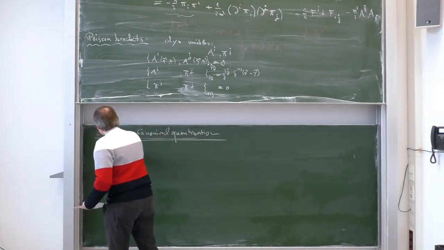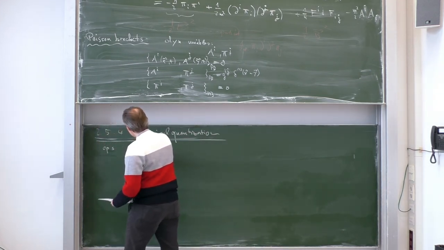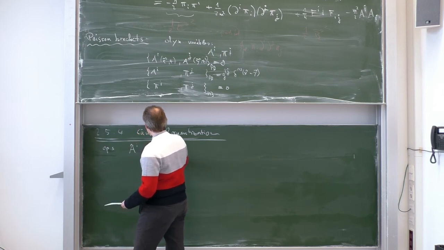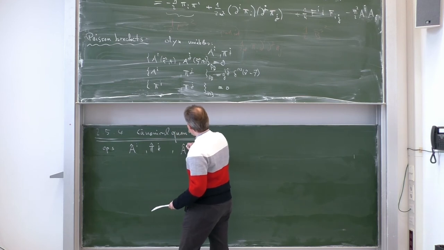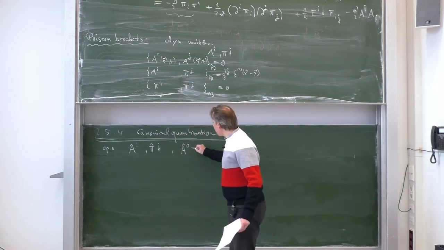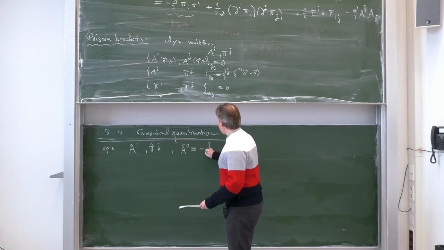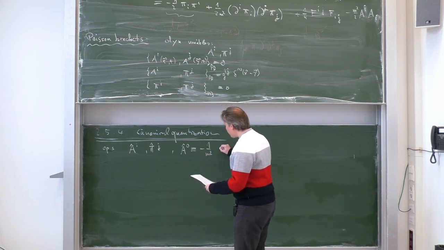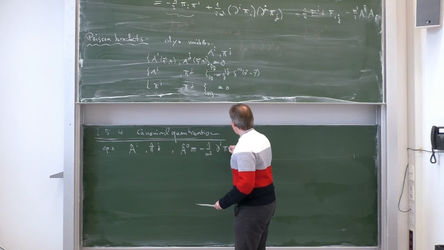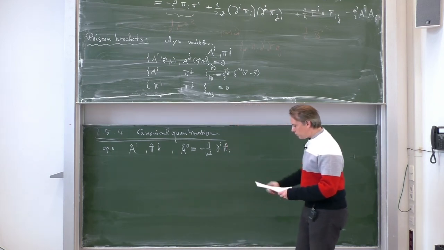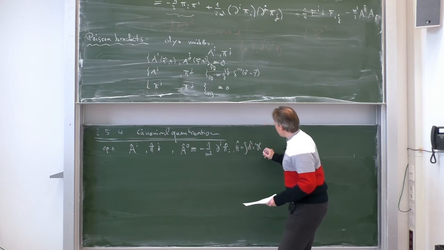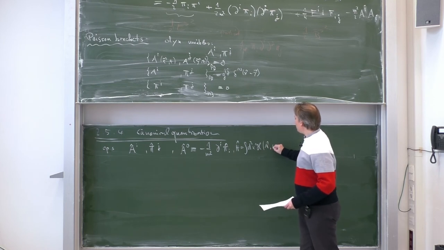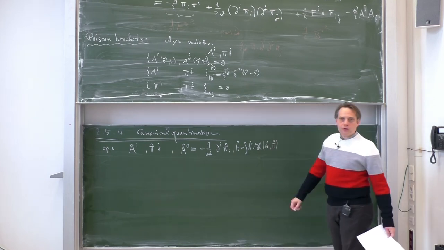So we postulate that there are operators, A hat I, pi hat j. The operator A0 is just introduced as an abbreviation for this minus 1 over m square d_i pi hat I, like at the classical level. And the Hamiltonian is the d3x integral over the Hamiltonian density, where we plug in the operators A hat and pi hat.